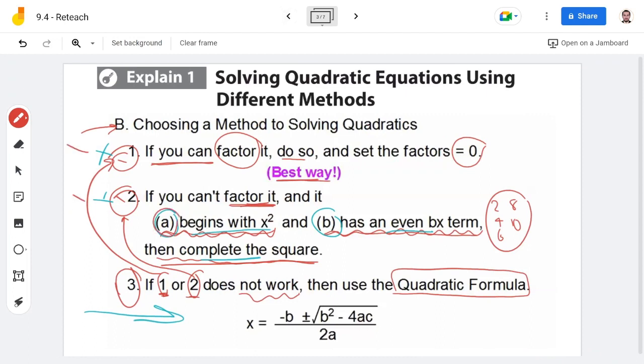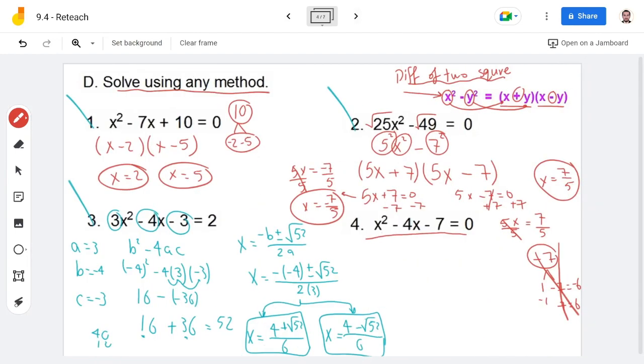Now, a is x squared. That's right. B is even? Yes, that's right. B is negative 4, which is an even number. So I can use completing the square here. So now let's try. Let's use completing the square. How can I use completing the square?